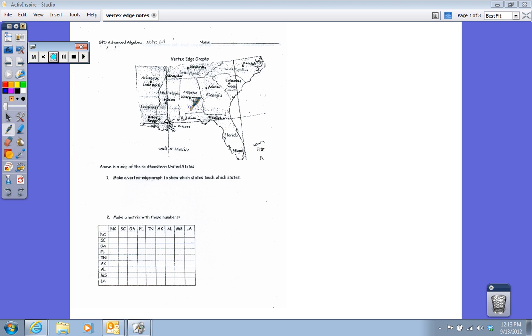The first thing we want to do is make a vertex edge graph. In other words, we want to put the states down: Arkansas, Louisiana, Mississippi, Tennessee, North Carolina, South Carolina, Georgia, Florida, and don't forget Alabama. I think I got them all. Okay, we want to make a vertex for each state.